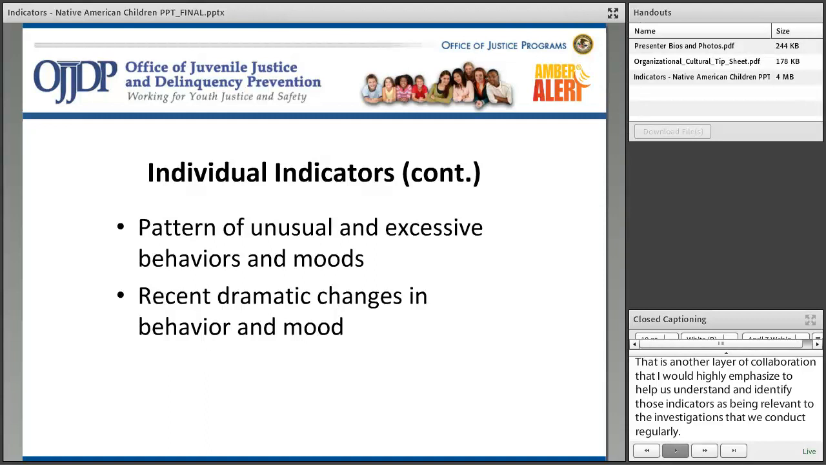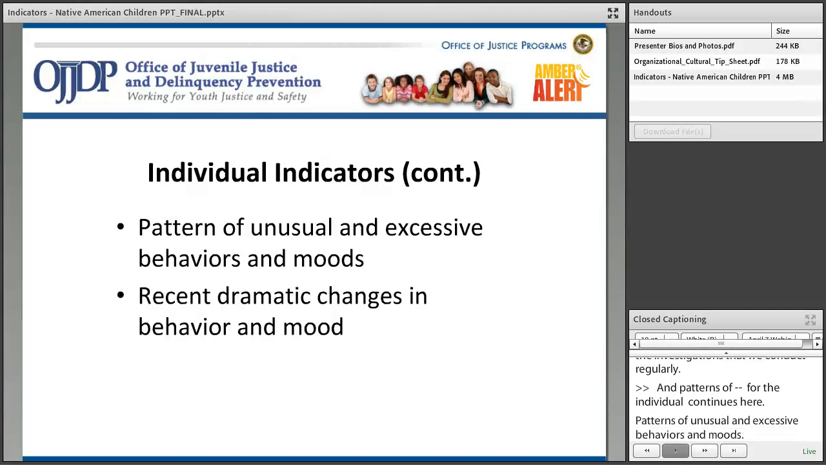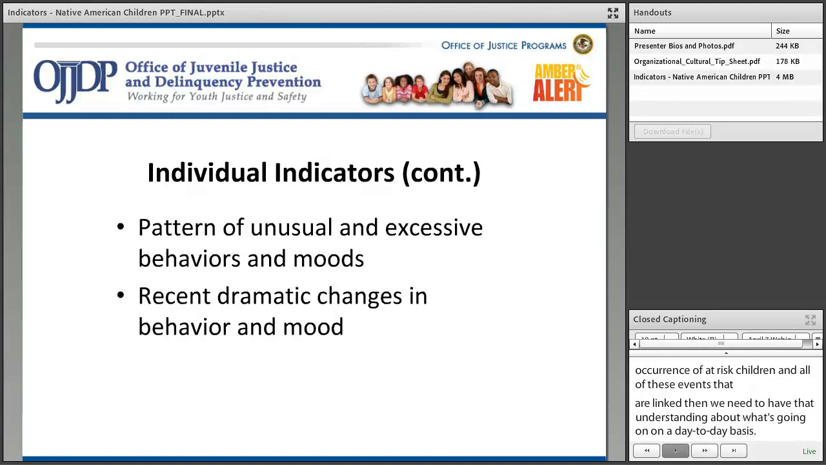Patterns, for the individual, continued here, patterns of unusual and excessive behaviors and moods. I just emphasize the educational level, and I think that this pretty much speaks to it, is that in order for us to really understand time and occurrence of at-risk children and all of the events that are linked to them, we need to have that understanding about what's going on on a day-to-day basis. And we know our teachers and our child care providers have a lot of that information. And then also recent dramatic changes in behavior and mood.